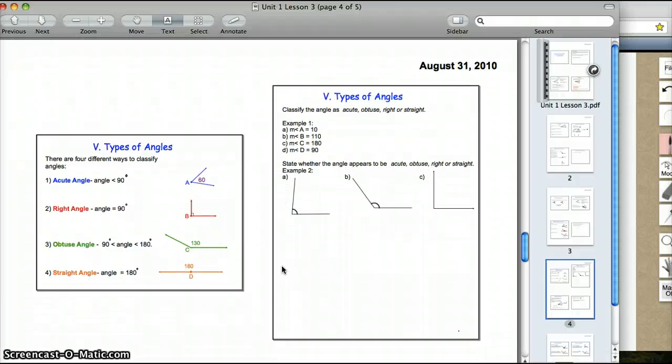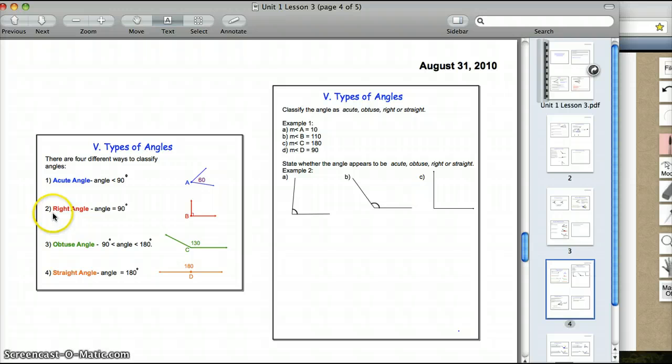Okay, now we're going to go through the different types of angles. So there are 4 different ways to classify angles. Number 1 is acute angle. An acute angle is an angle that is less than 90 degrees. The way that you can remember this is someone that's cute is small, so it's less than 90 degrees.